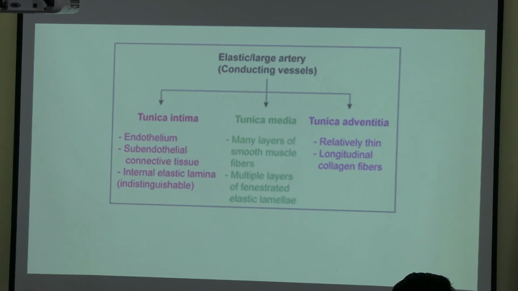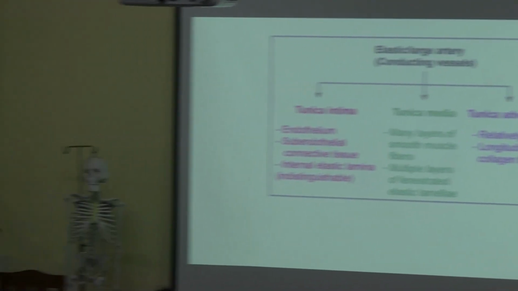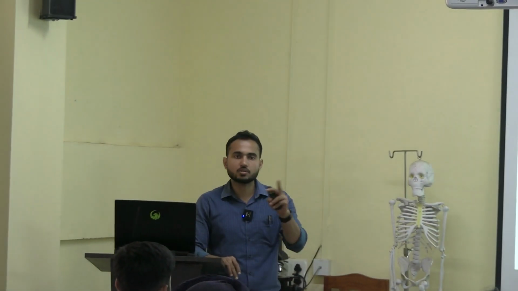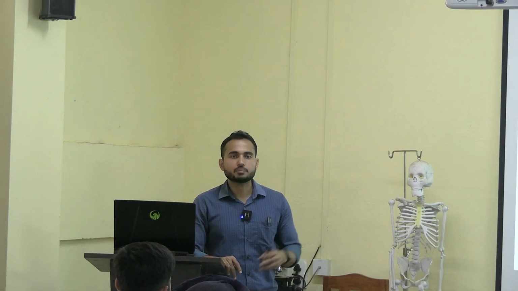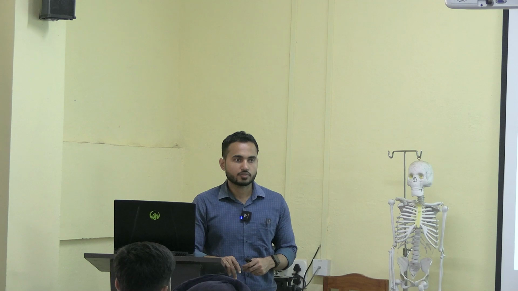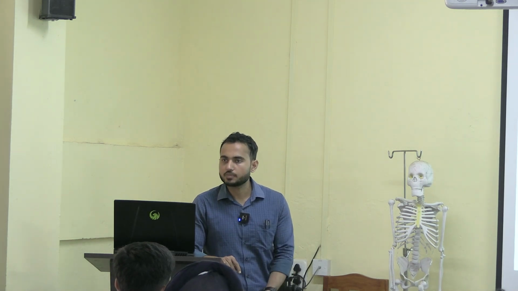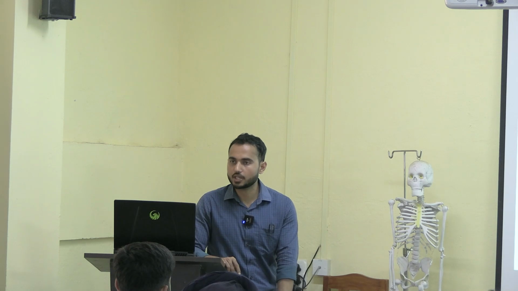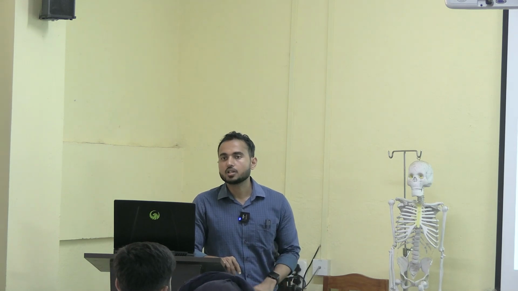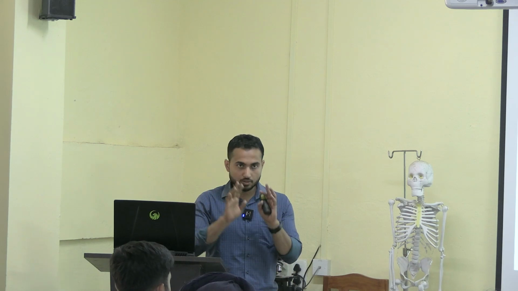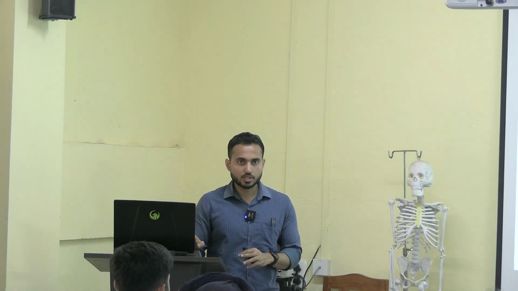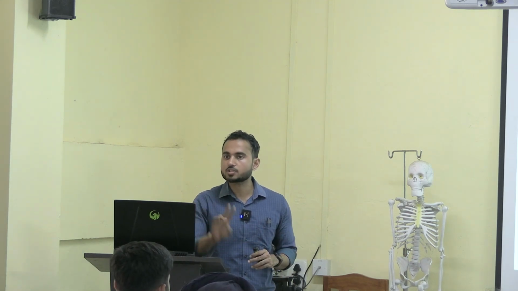Next, another type of blood vessels will distribute that blood to a particular area, to a particular region, or to a particular organ. These are called distributing arteries. Example, femoral artery. Where is the femoral artery? Lower limb. So it is distributing blood to the lower limb. This is the example of a distributing blood vessel. Like this, two types of arteries are there. I am not saying only two, other types are also there, but here we are going to study these two arteries only.